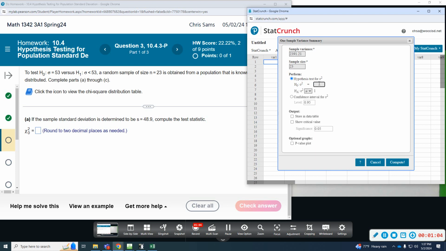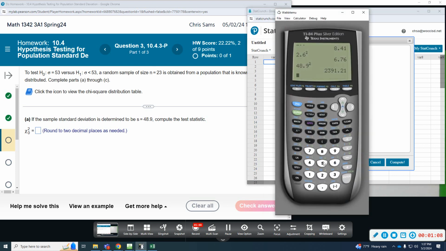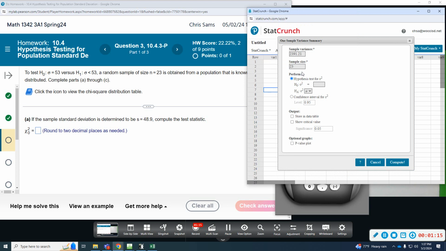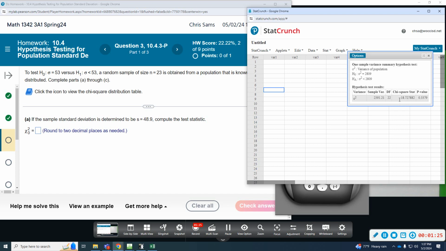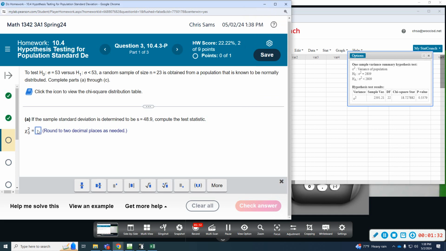population variance 53 squared, 2809. Less than is the test. We're going to compute our test statistic, which is going to be 18.73. So, 2 decimal places.